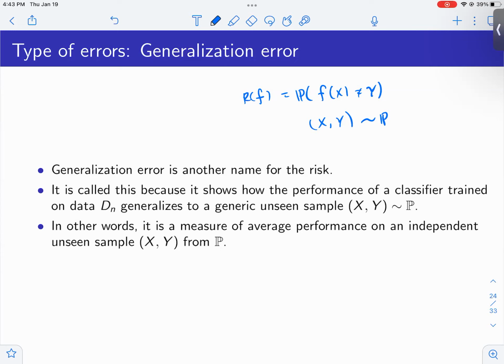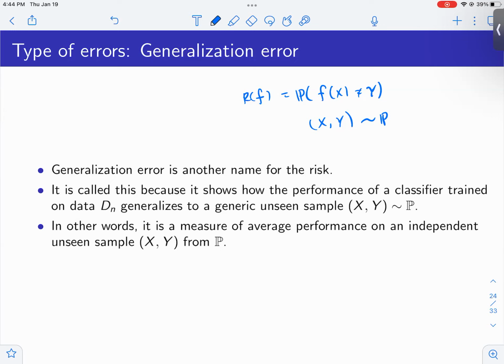Statistically, it means independent of the training data or your classifier. So you're evaluating it on this new data set. You're trying to see how it generalizes, how it performs. Generalizes means performs on unseen data, on future data, on independent data. That's how you measure. This is exactly the risk. So it's another name for the risk that we use. So it's not nothing new.